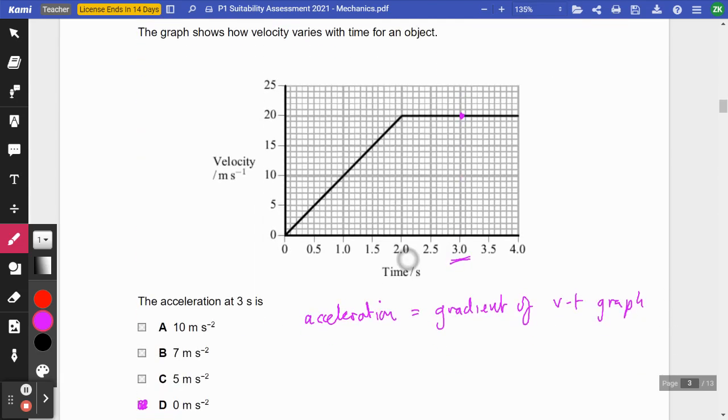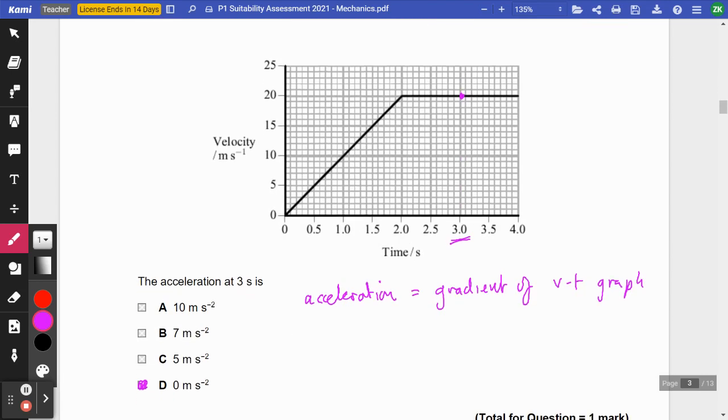Question 4. Acceleration at 3 seconds. So this is a velocity time graph. At 3 seconds go up, a horizontal line. Remember the gradient of this graph, velocity time, gives you acceleration. So if the gradient here is 0, therefore the acceleration is 0. Okay.